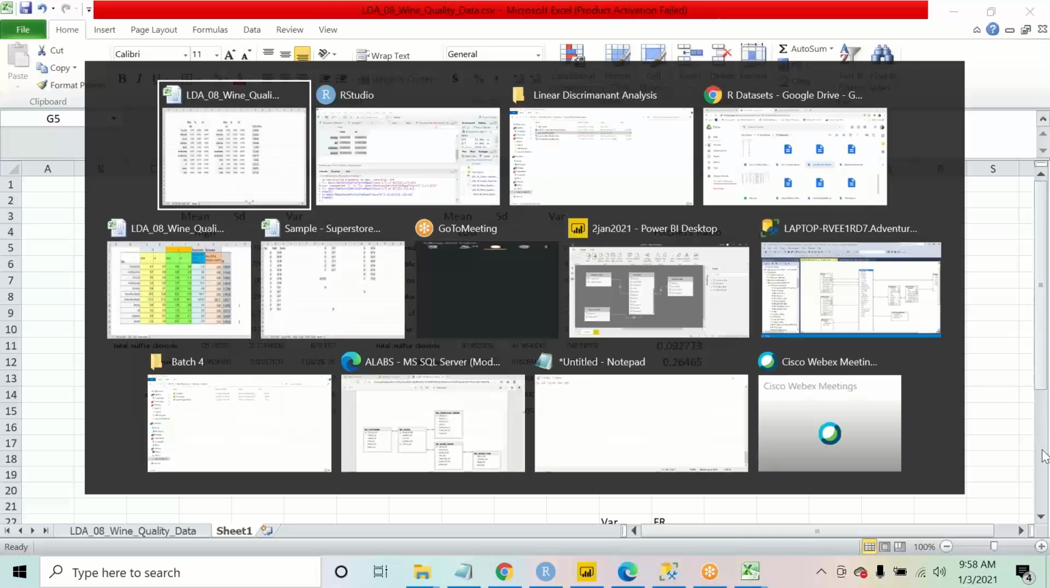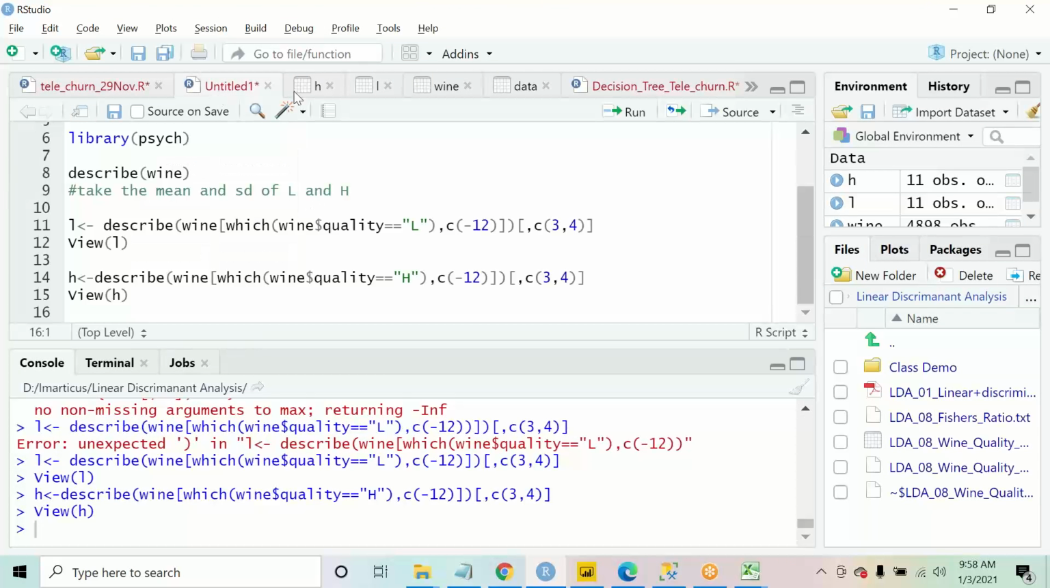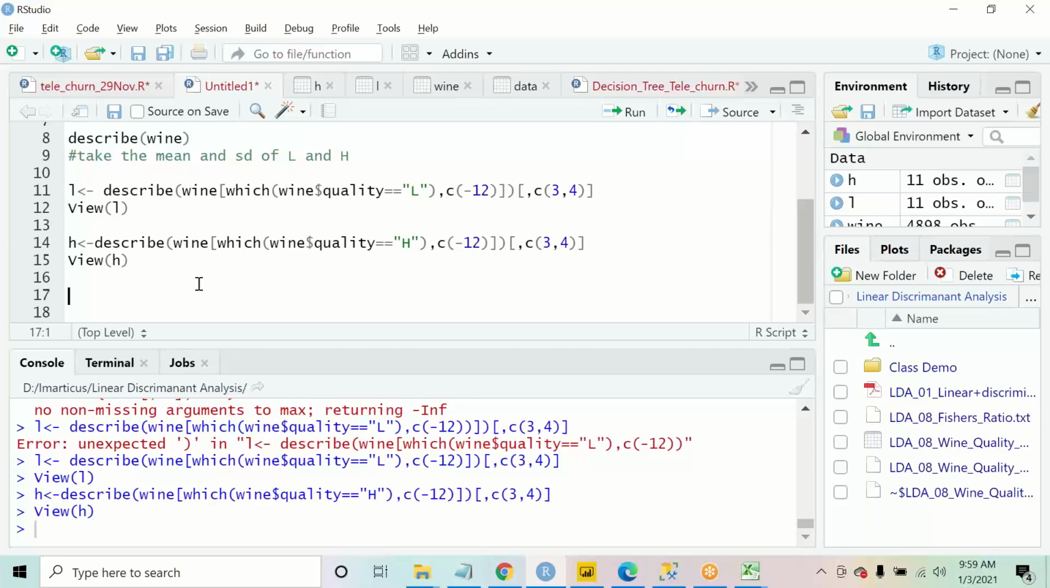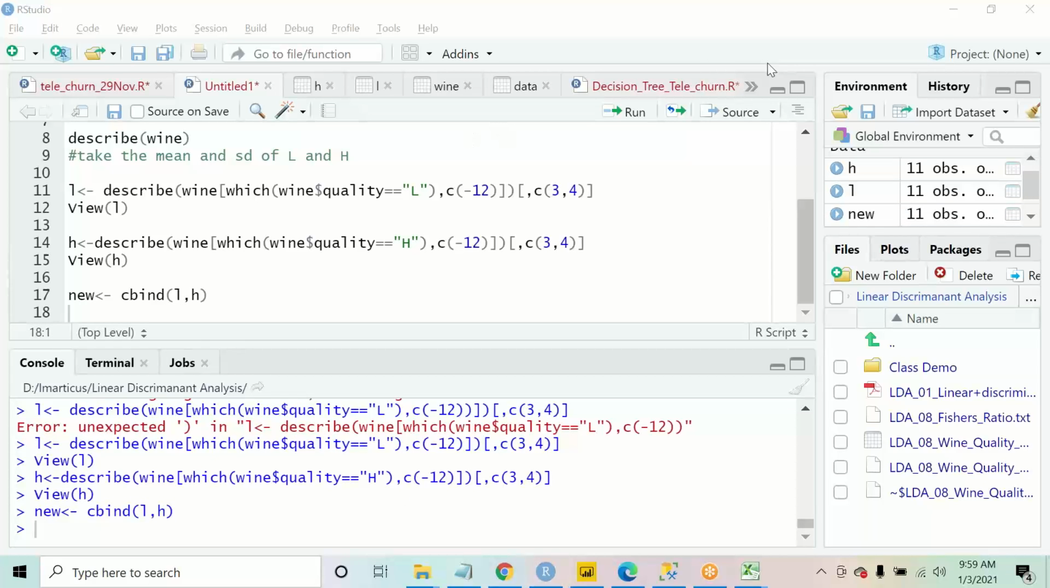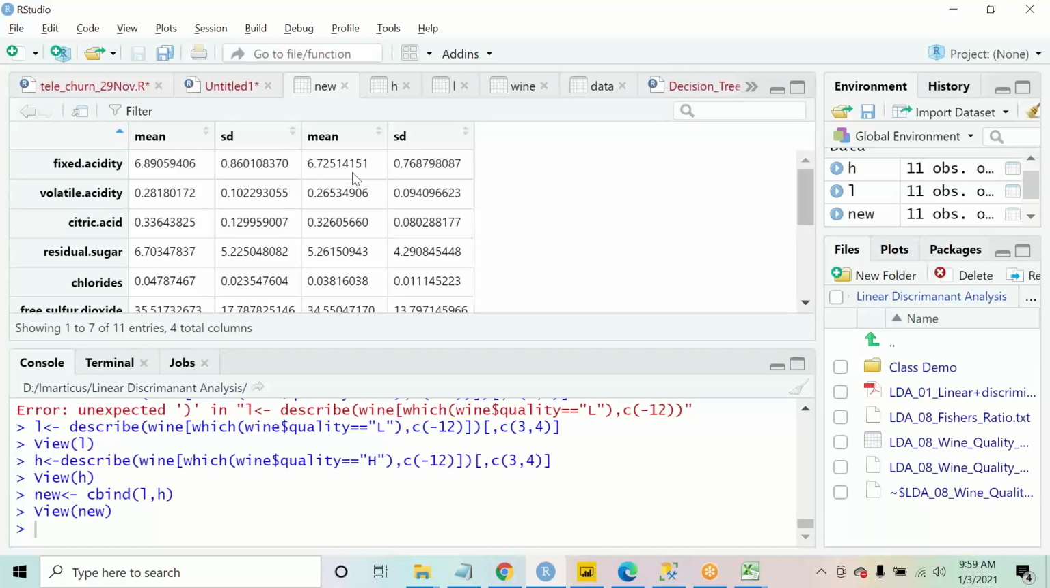So what you can do over here is, in this case, these were the two data sets that we created, H and L. In the L data set, you can do a cbind, column binding, so you will get the entire data in one single data set. Let's create a new data set: cbind L and H. If you now take a look at this new data set, you are getting all that data over here, mean and standard deviation.